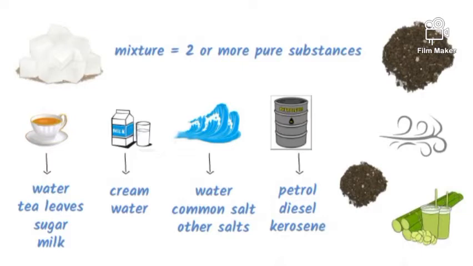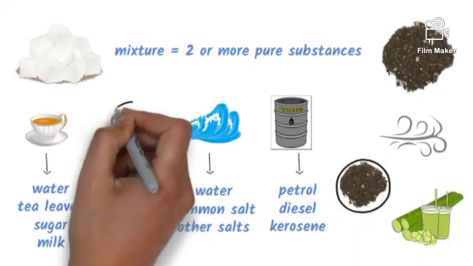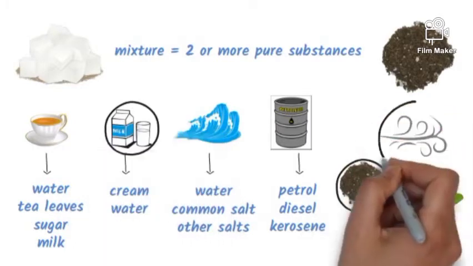A mixture can be solid, liquid, or gas. For example, soil is a solid mixture, milk is a liquid mixture, and air is a gaseous mixture.